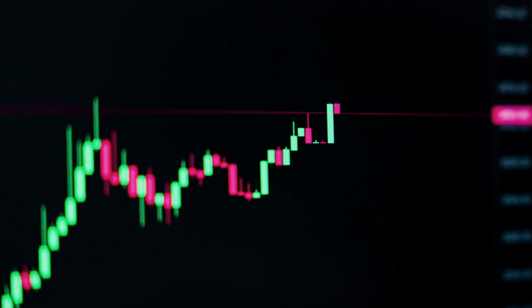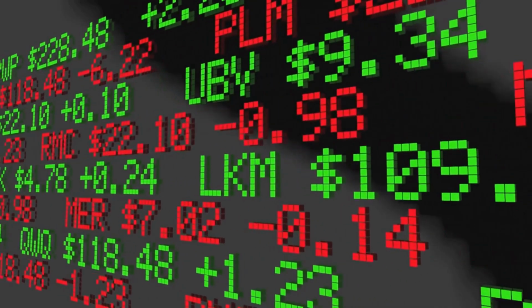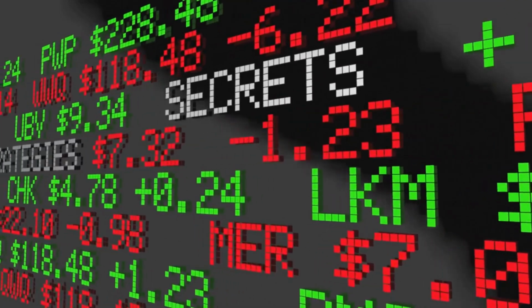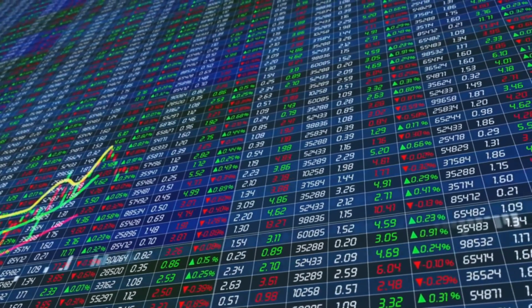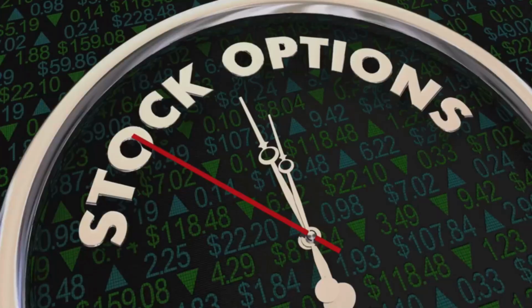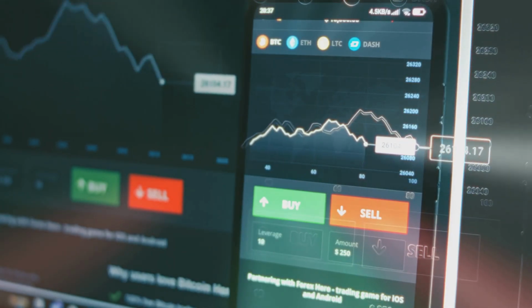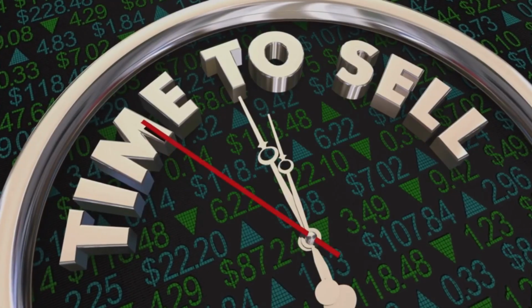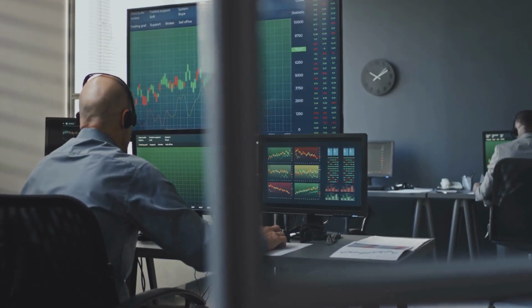Lag is another issue. Traditional averages react slowly. Ehlers zero-lag indicators follow price closely without excess noise. This means earlier trend detection and better timing. The result? More precise entries and exits. That's the power of adaptive, cycle-based analysis.